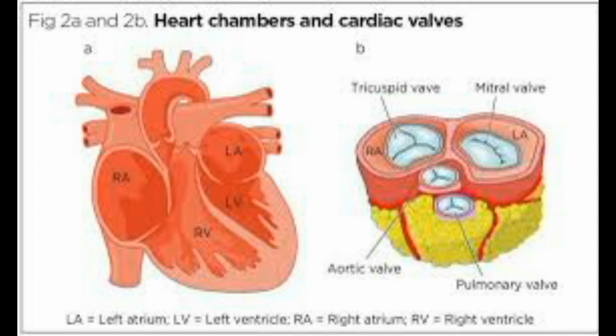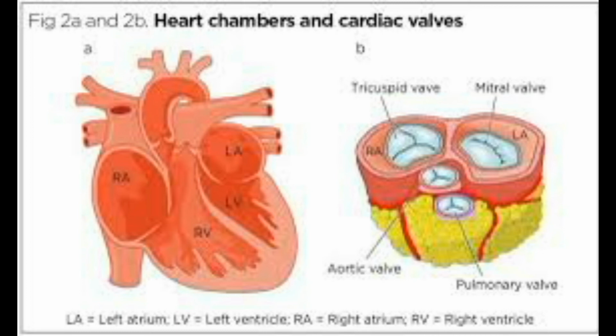As we all know, the heartbeat per minute is 72 times, and the duration of a cardiac cycle is 0.8 seconds. During a cardiac cycle, each ventricle pumps out approximately 70 ml of blood, and this is considered as stroke volume.